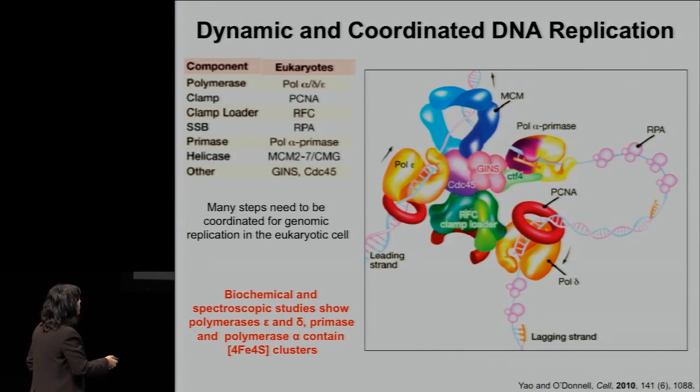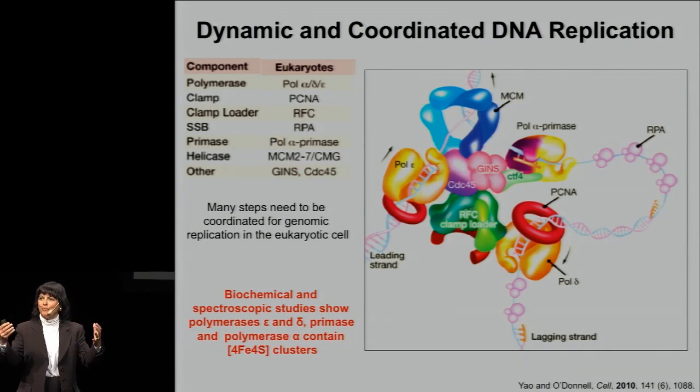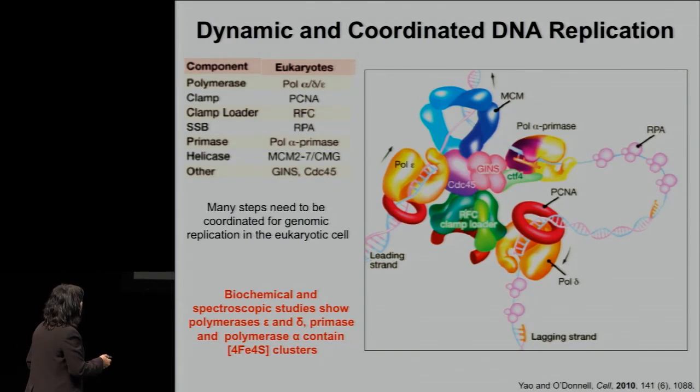Here's a cartoon which represents how our DNA is replicated. It's a very complicated process. We have the leading strand and the lagging strand. Proteins are coming on and off all the time. The process must be coordinated, and you don't want to replicate if there's a lesion in the way.